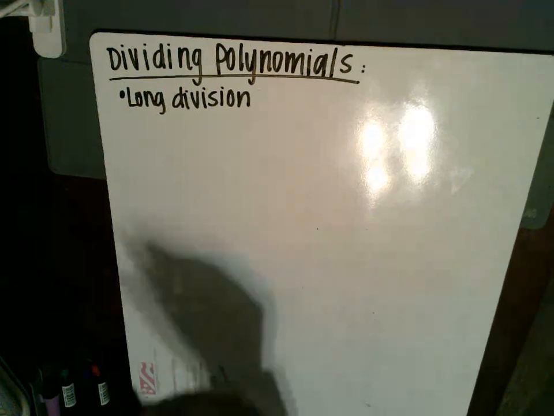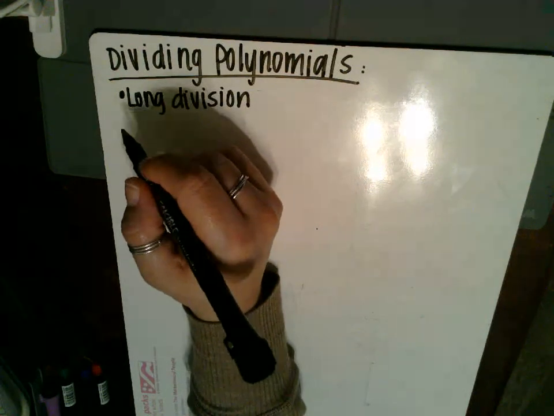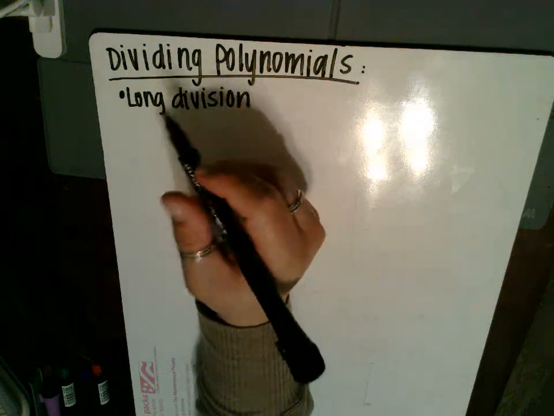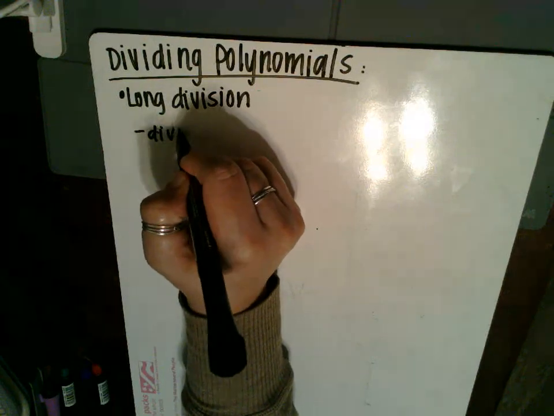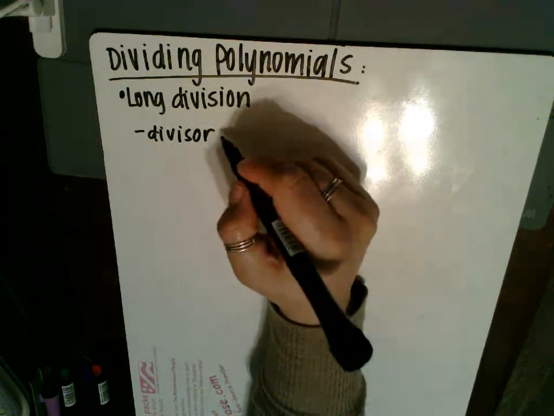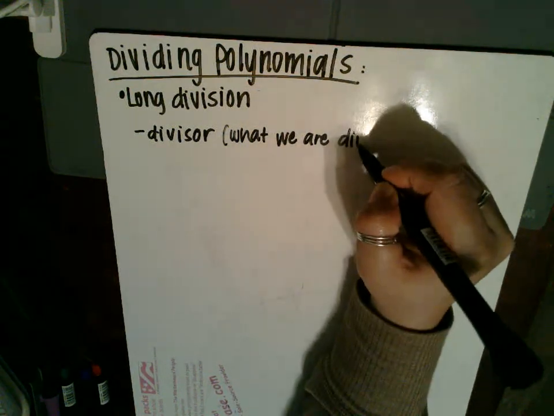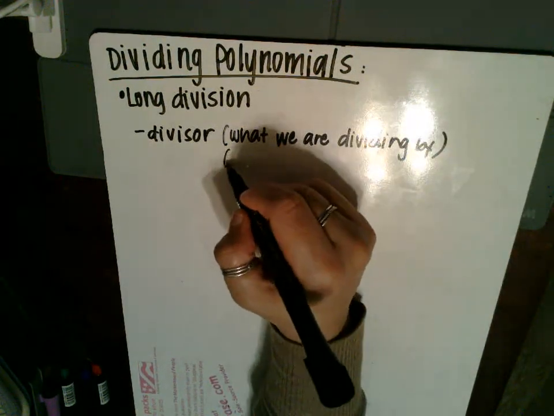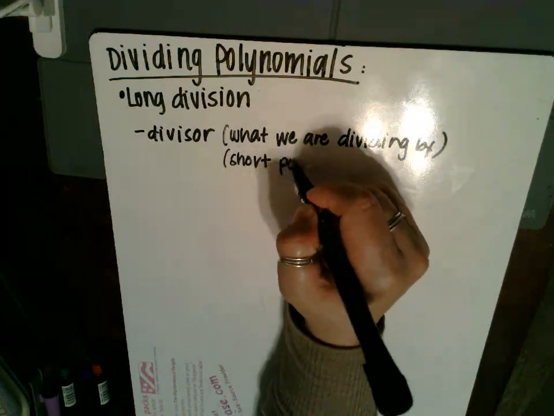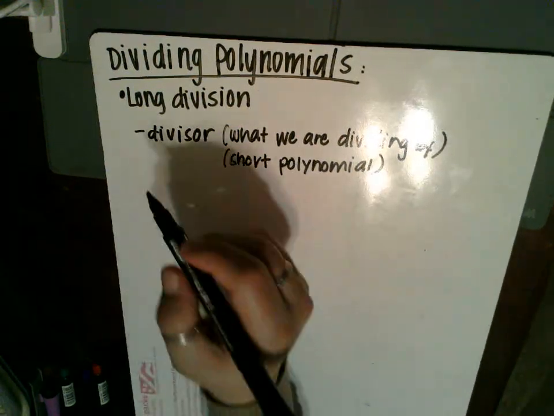And there's a couple different parts. There is a divisor, a dividend, a quotient, and a remainder. Whenever we do division of polynomials, whether it's long division or synthetic, we will always have what is called a divisor, which is what we are dividing by. And it's usually the short polynomial. Actually, it will always be the short polynomial.